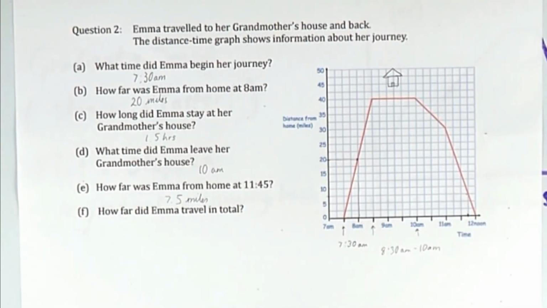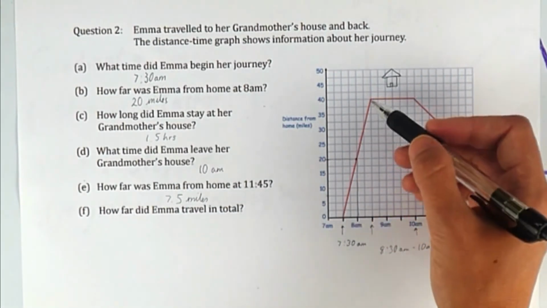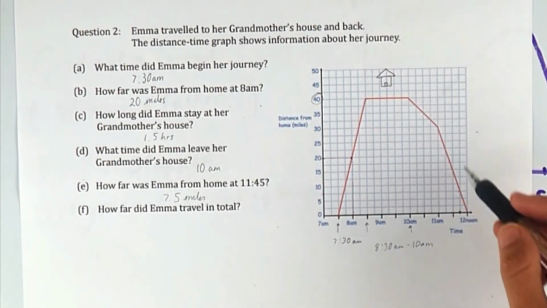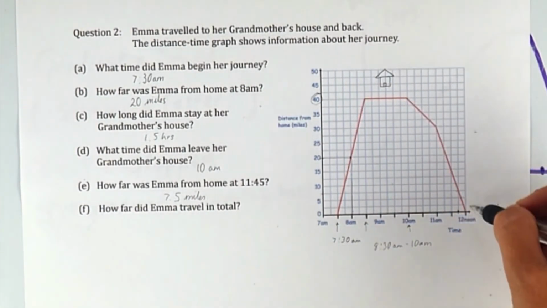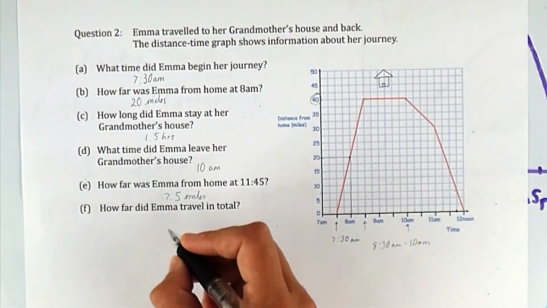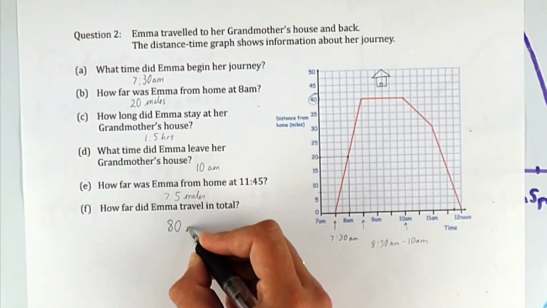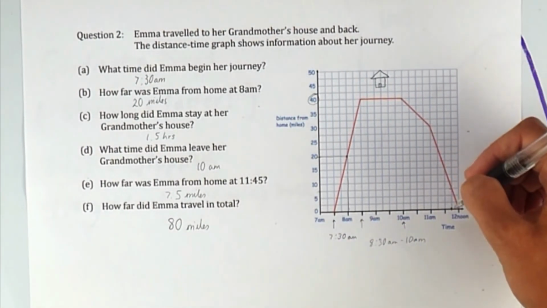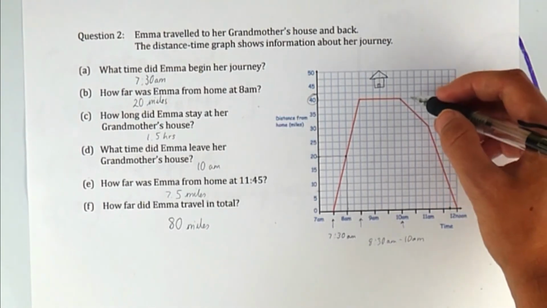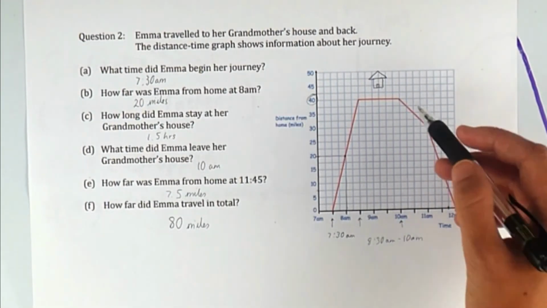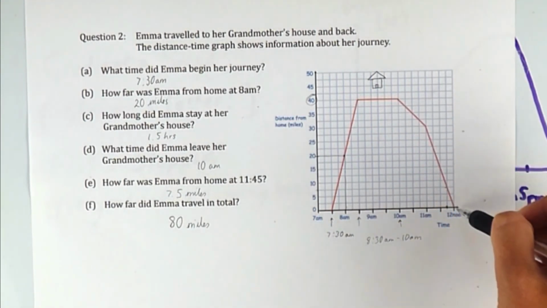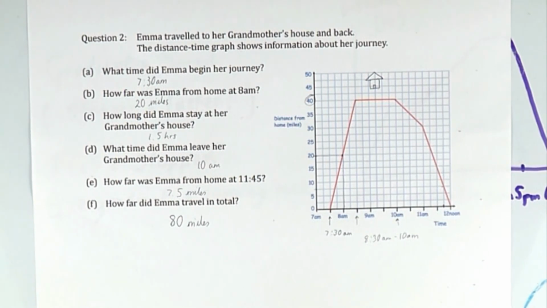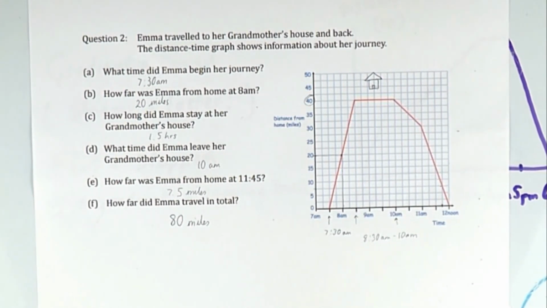And how far did Emma travel in total? Well, to get to her grandmother's house, we can see that she travelled 40 miles. And to get back, she also travelled 40 miles. So in total, Emma travelled 80 miles. So even though she did it over slightly longer time when she was travelling back, because her speeds were different, she still travelled in total 40 miles on her return journey. Okay, so I hope that gives you a quick introduction to distance time graphs.